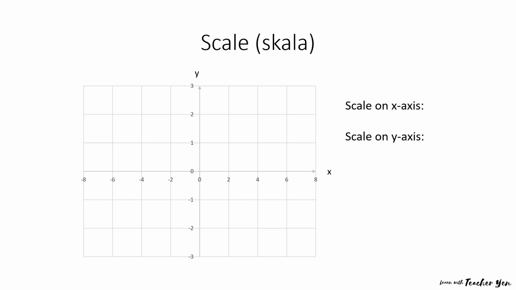Scale is important when we want to find the distance between 2 points on the Cartesian plane. If 1 square here represents 1 times 1 cm, so the scale on the x-axis is 1 cm to 2 units, and the scale on the y-axis is 1 cm to 1 unit.